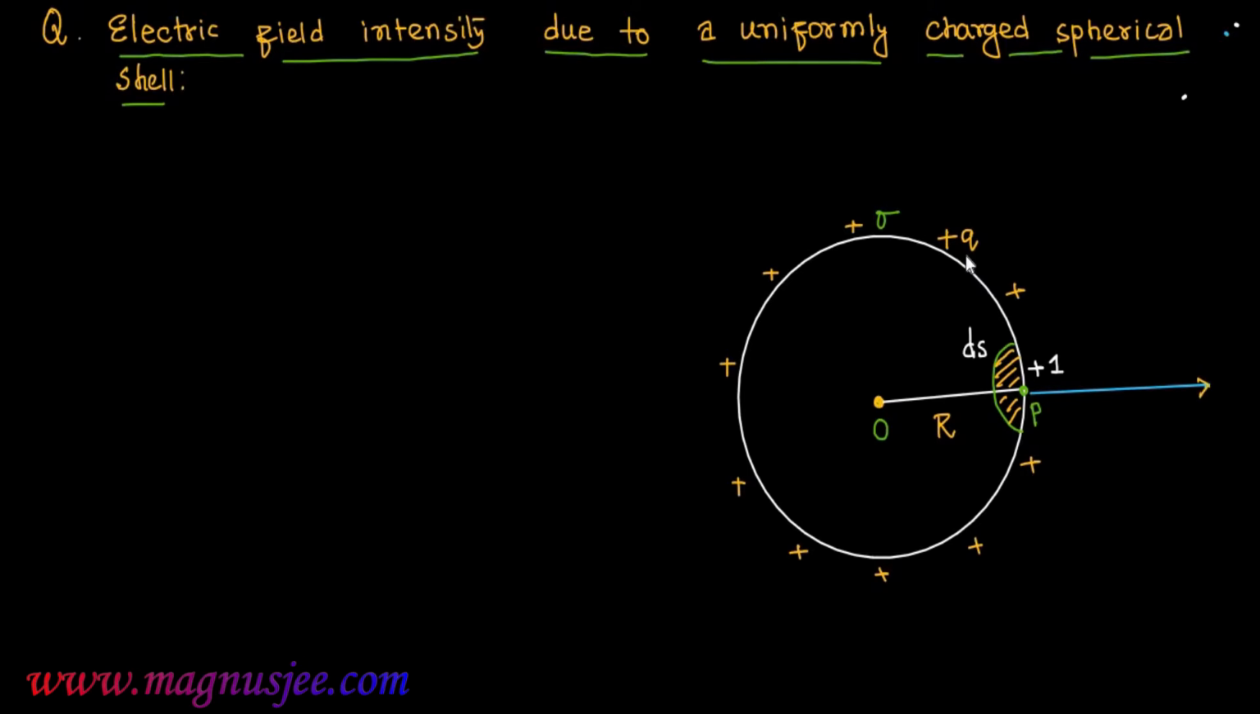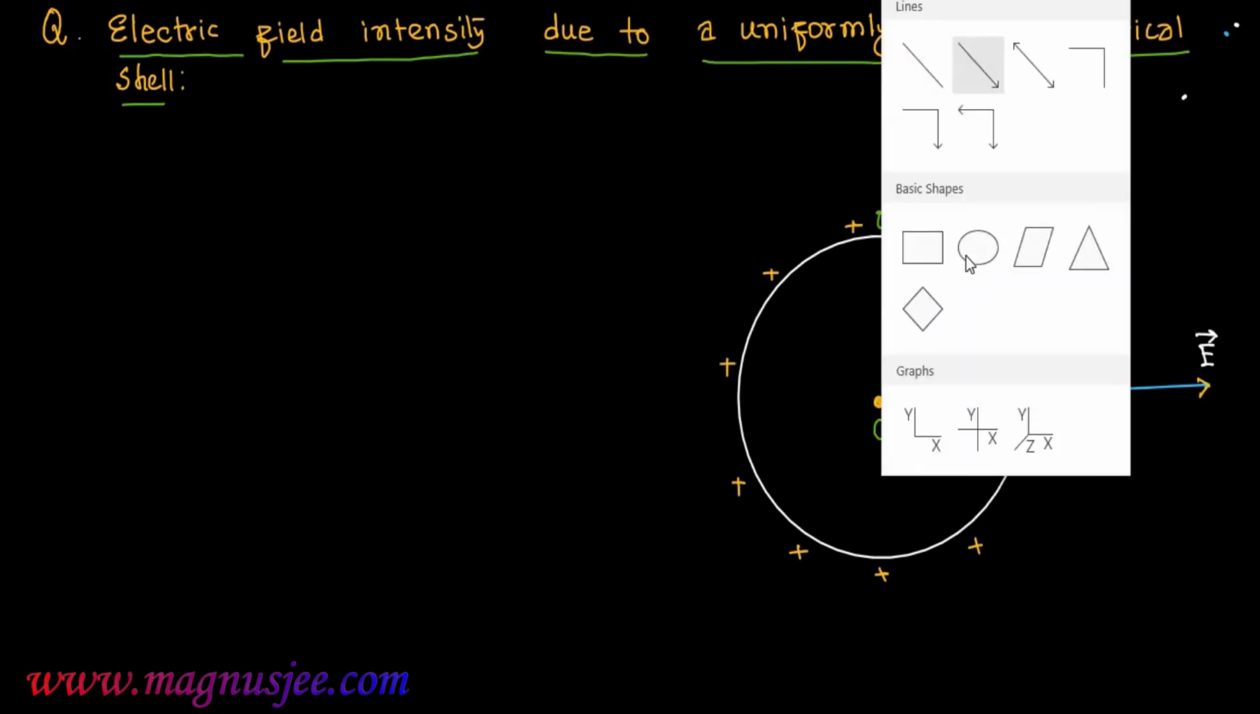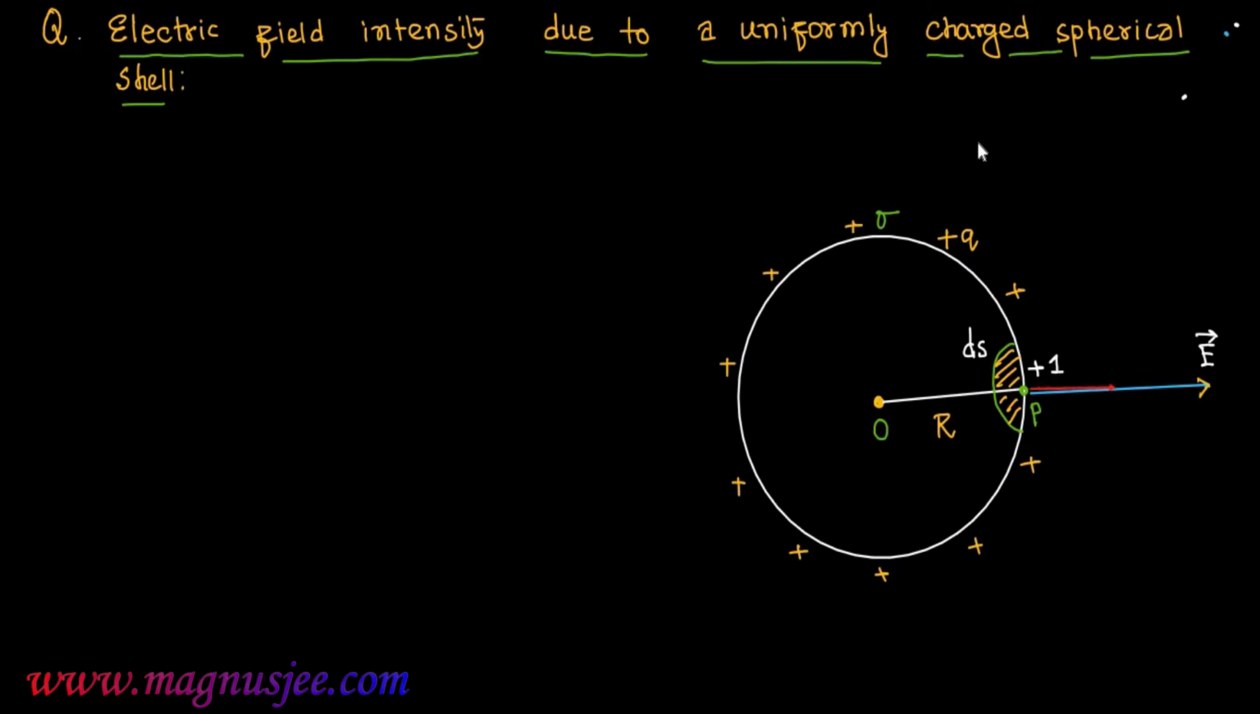We can denote the direction along which the electric field intensity, that is vector E, acts. Vector E is the electric field intensity at the point P, and we can denote the small area vector, d vector S, which acts radially outwards. Similarly, the electric field intensity at the point P, vector E, also acts radially outwards.